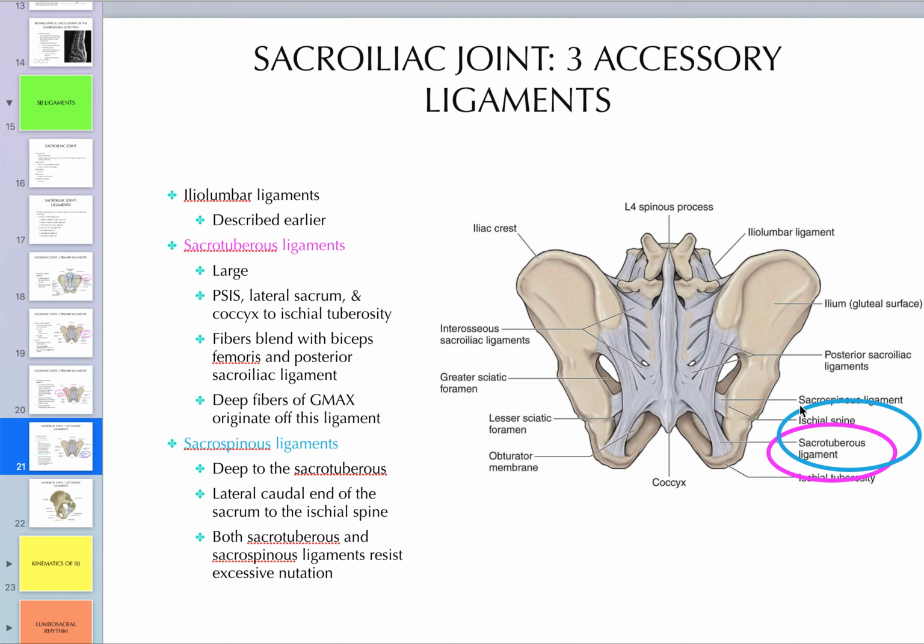So the sacrospinous ligament, it's right here. It's deep to the sacrotuberous ligament, as you can tell. This is the sacrotuberous, and this is the sacrospinous ligament. So it starts at the lateral caudal end of the sacrum, and it goes to the ischial spine. So the ischial spine is right here. Both the sacrotuberous and sacrospinous ligaments, so number 1 and number 2, they both resist nutation, okay? So nutation of the sacrum is resisted by the sacrotuberous and sacrospinous ligaments. Important to know.